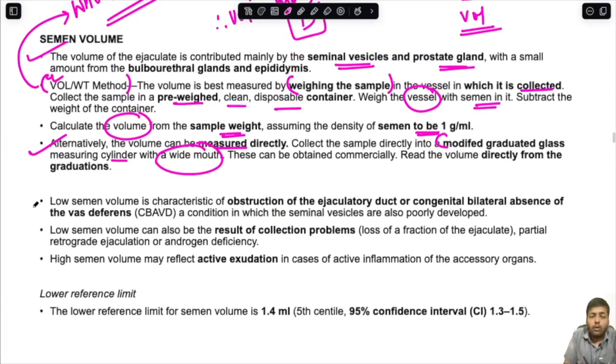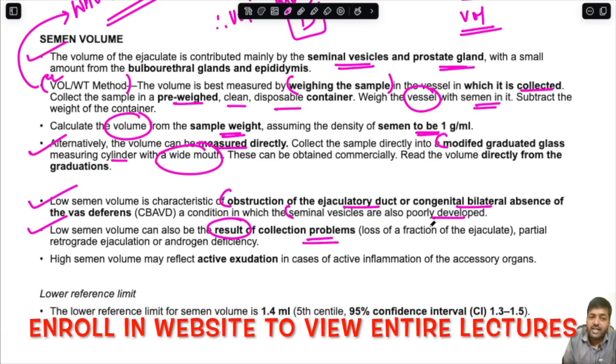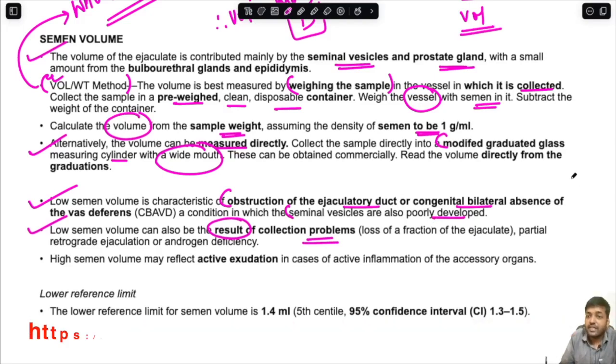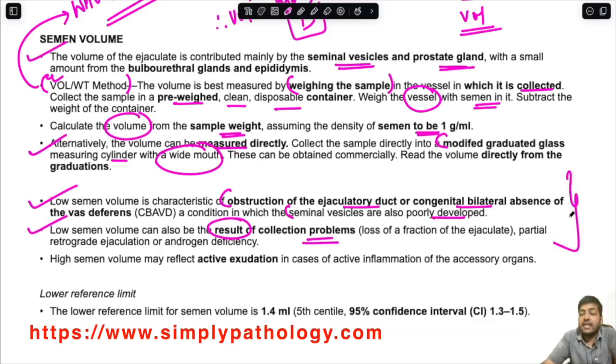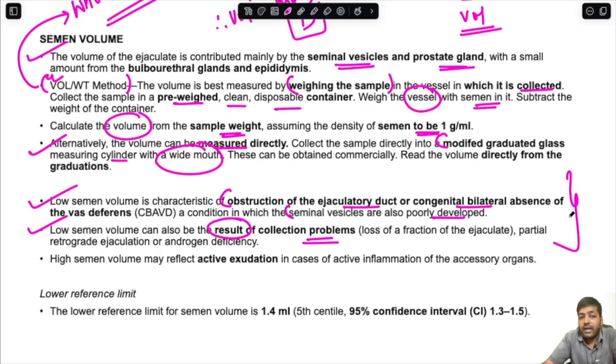Now, low semen volume is characteristic of obstruction of the ejaculatory duct or congenital bilateral absence of the vas deferens, a condition in which the seminal vesicles are also poorly developed. Low semen volume can also be the result of collection problems like loss of a fraction of the ejaculate, especially the first portion, partial retrograde ejaculation, or androgen deficiency. So these are very, very important. Suppose in the semen analysis report you are getting a low semen volume. So what is your inference? This can be the question of the examiner in the exams.